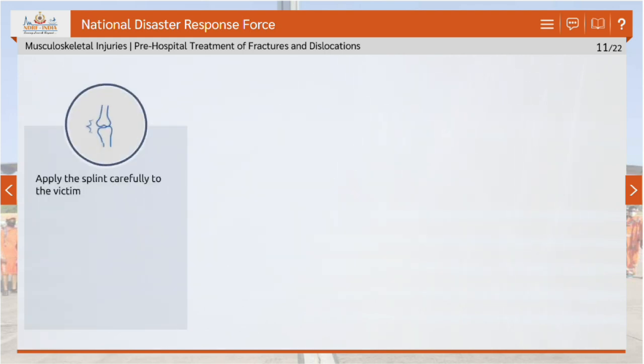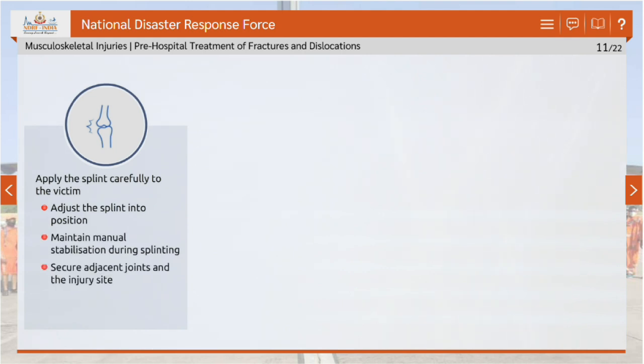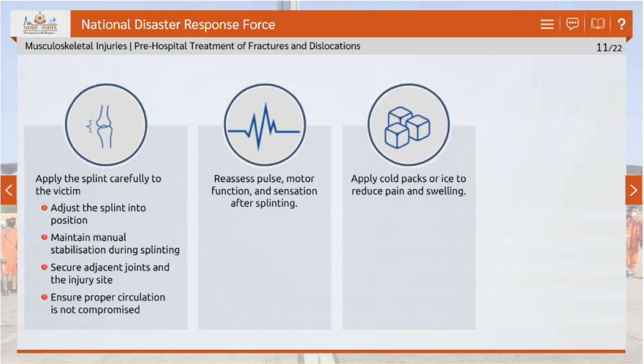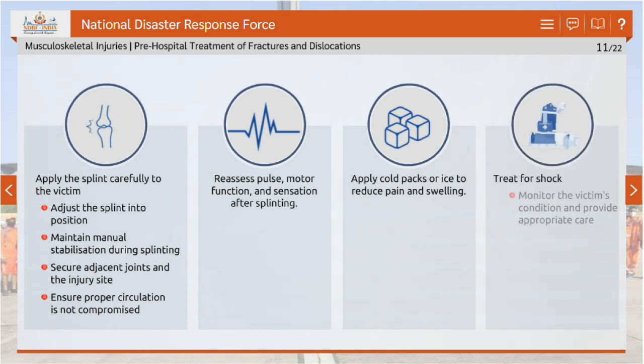Apply the splint carefully to the victim, adjust the splint into position, maintain manual stabilization during splinting, secure adjacent joints and the injury site, and ensure proper circulation is not compromised. Reassess pulse, motor function, and sensation after splinting. Apply cold packs or ice to reduce pain and swelling. Treat for shock, monitor the victim's condition, and provide appropriate care.